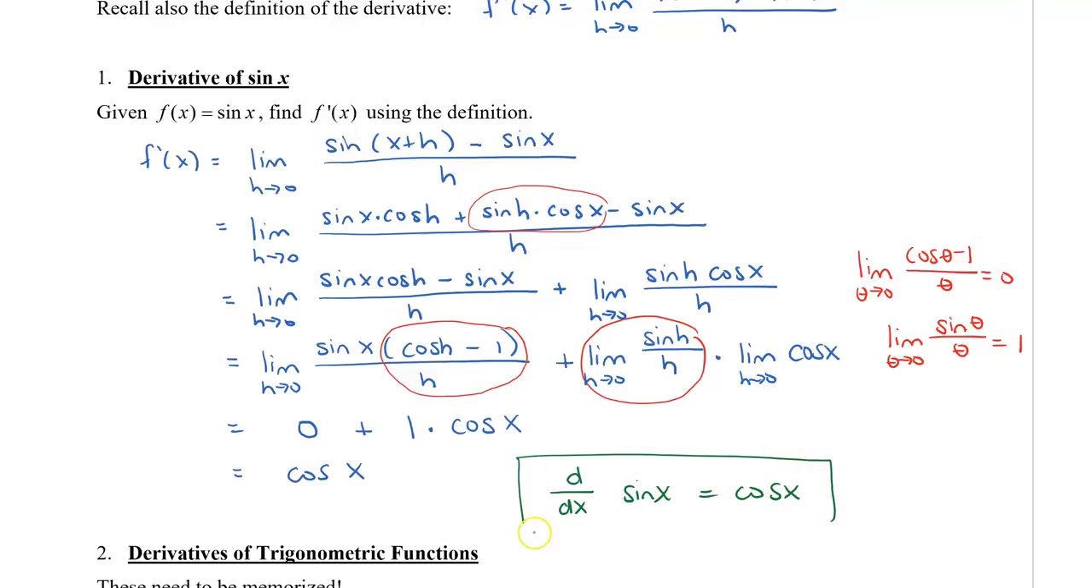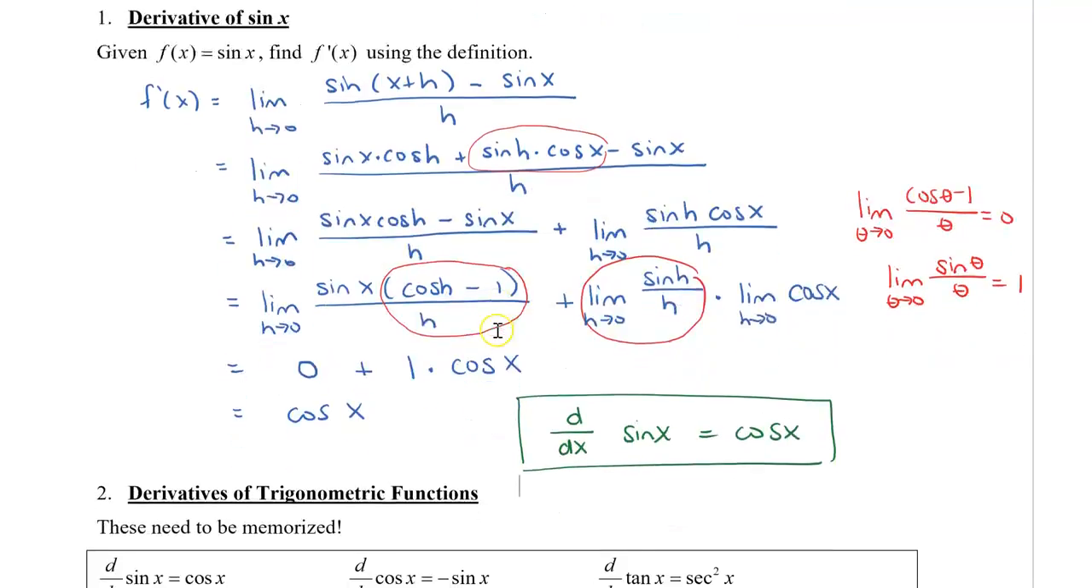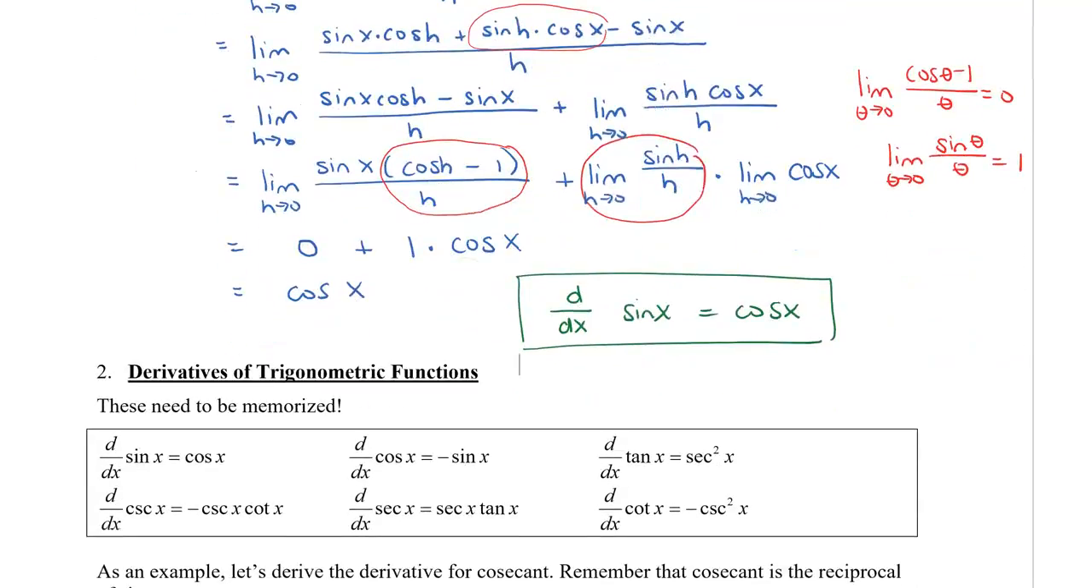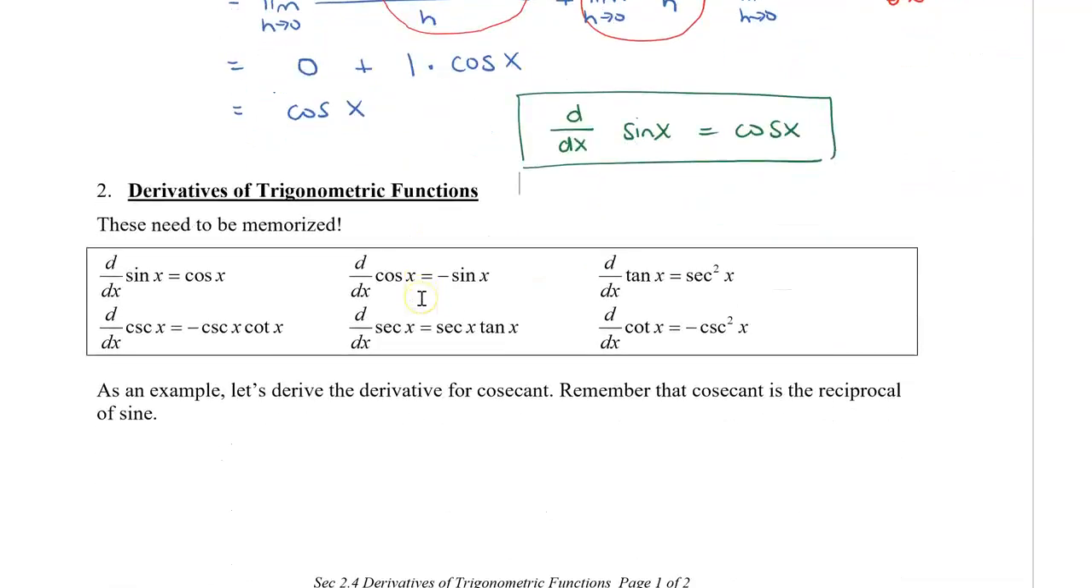Now you can find the other derivatives, cos x, tan x, cosecant, secant, and cotangent, using a similar method. However, to make it easy, I've listed them here in this box for you, and you need to memorize them. So the derivative of cos x is negative sine x. The derivative of tan x is secant squared x. So the first three you should definitely memorize for sure. The cosecant x, secant x, and cotangent x, those ones you should be able to recognize.